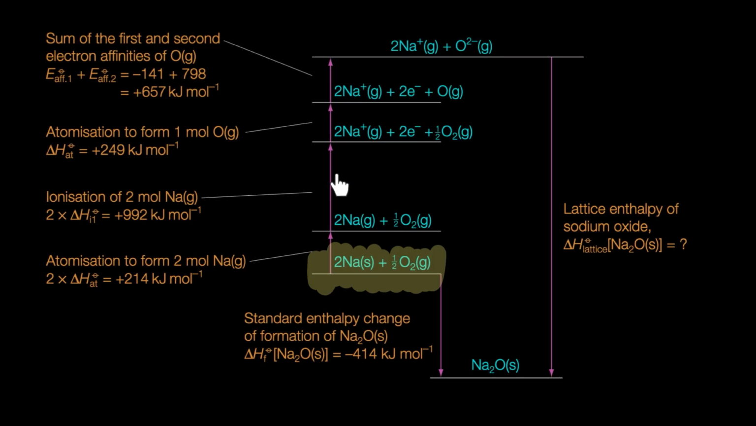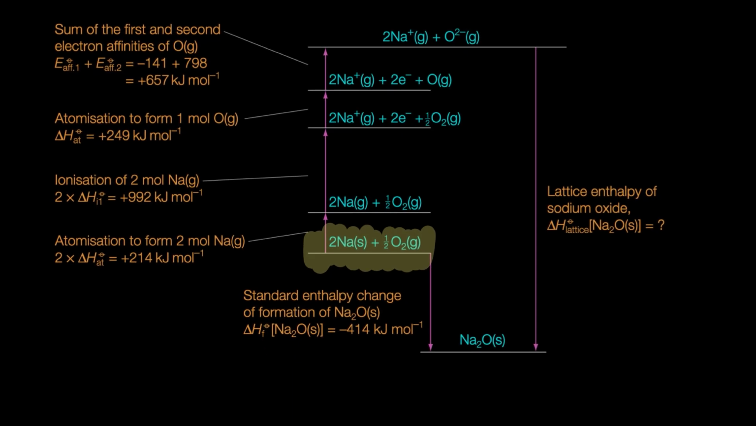Then we have the ionization of sodium, but 2 moles are being ionized. So 2 times 496, I believe. And then this is the atomization of 1 oxygen right here, 249. Then this arrow right here that I'm pointing to is your sum of first and second. Remember, minus 141 and then 798 gets you this. And then they all combine to make one large drop in lattice energy to become sodium oxide.